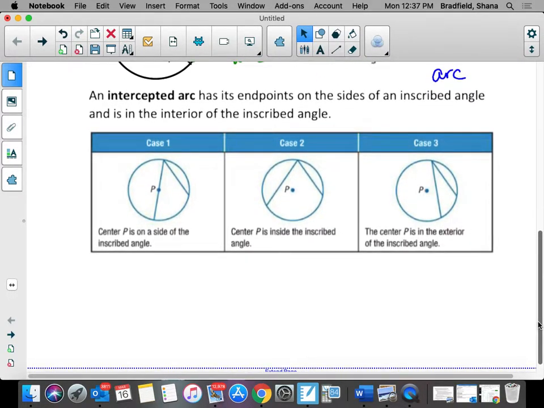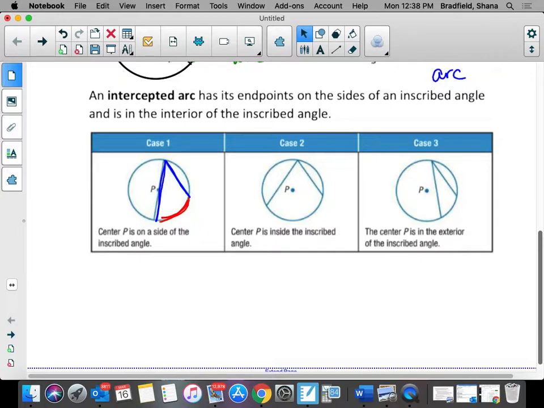We have some different scenarios here for our intercepted arcs. In the first case, we have an inscribed angle, so its vertex is on the circle, and one of the rays goes through the center, and here's the other ray, and that creates this intercepted arc right here.